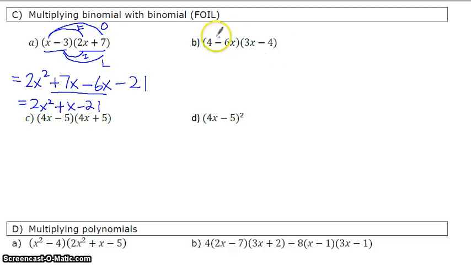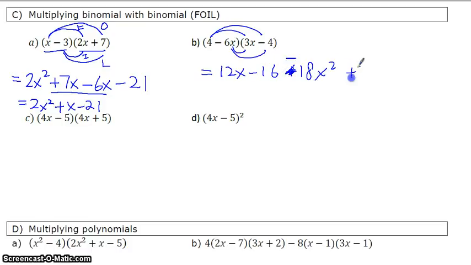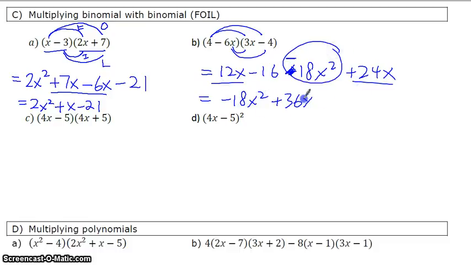Okay, and then let's do this again. You again do the FOIL. 4 times 3x. 4 times negative 4. Negative 6x times 3x is negative x squared, and finally positive 24x. Now put them in descending order. There's the square term first, and then the x term, and then the constant term. Good. Now let's look at the next one.